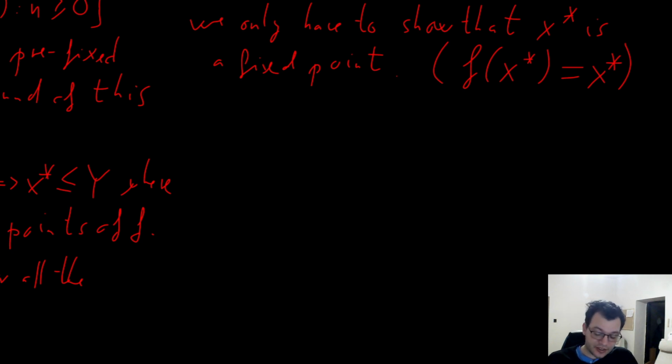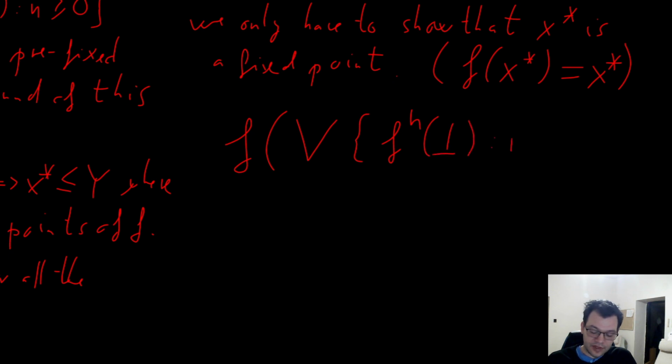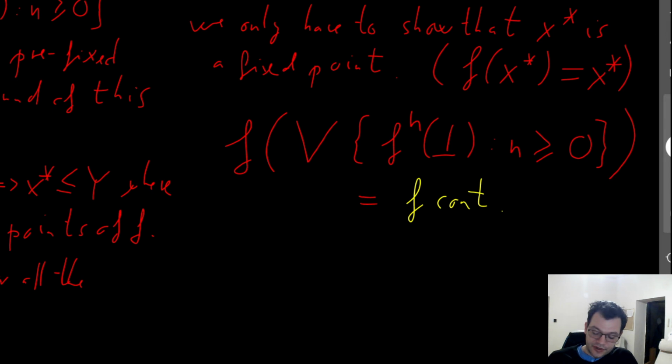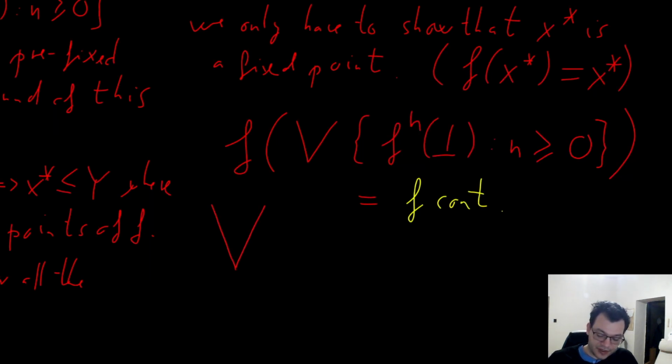Now, just substitute the definition of x star. So x star was the supremum of the iteration chain. Okay, so f of the supremum of the iteration chain, f to the n of bottom, n at least 0. Now, since f is continuous, and this is a chain here, a supremum of a chain, the image of a supremum of a chain is the same as the supremum of the image of the members of the chain. That's the definition of continuity, so it is the same as the supremum of f of members of the chain, f to the n of bottom, n at least 0.